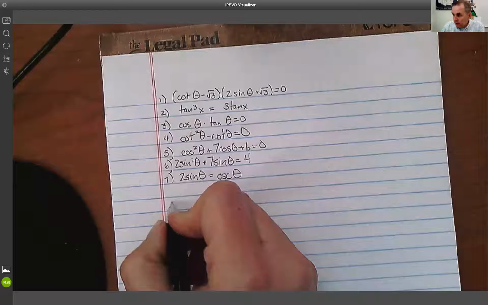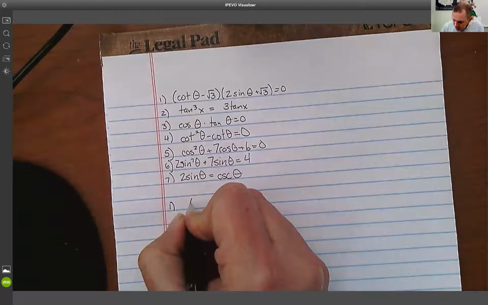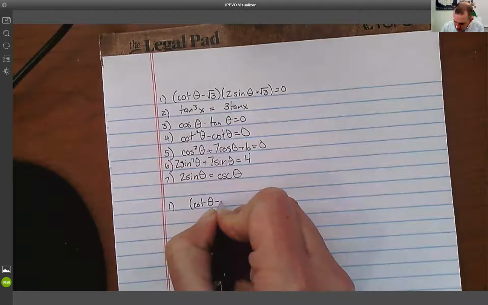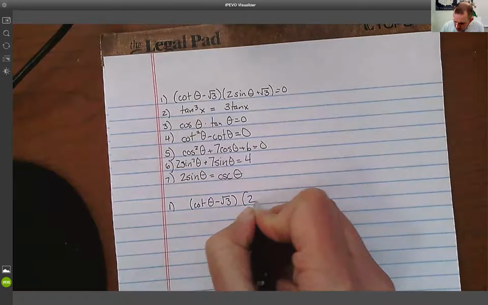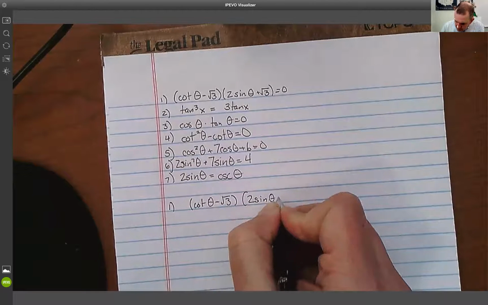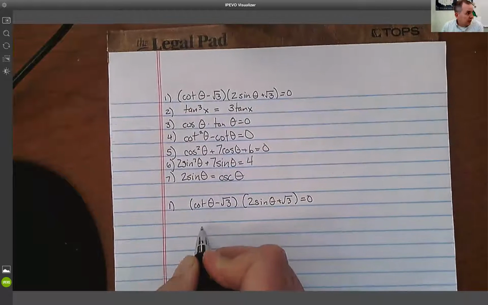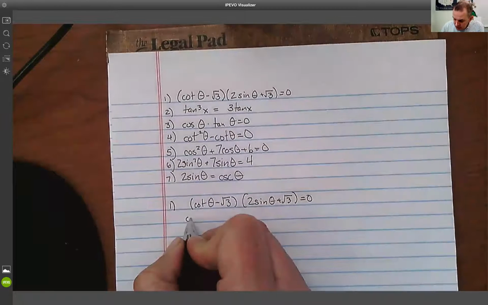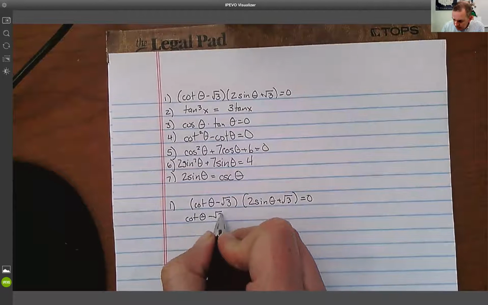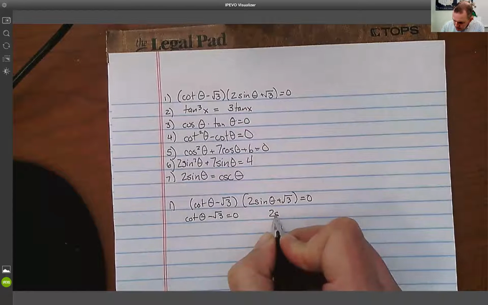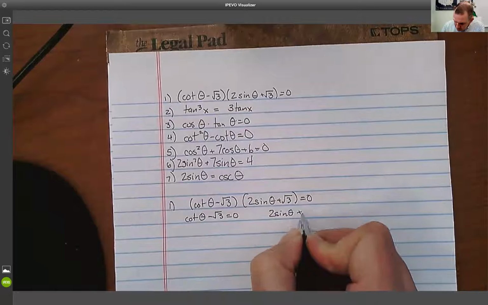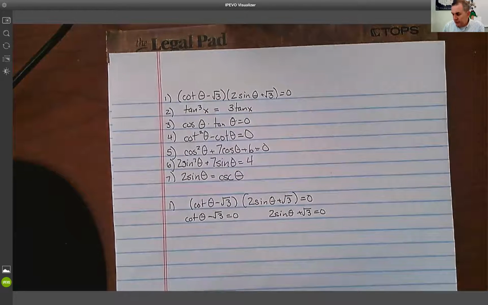So the first one here, basically it's already set up. So again, cotangent theta minus root 3 times 2 sine theta plus root 3 equals 0. What I'm going to do is this is already set up in the factored form. So I'm going to set each piece equal to 0. Cotangent theta minus root 3 equals 0, and 2 sine theta plus root 3 equals 0. And then I'm going to solve for theta.